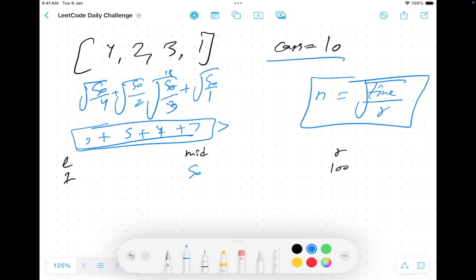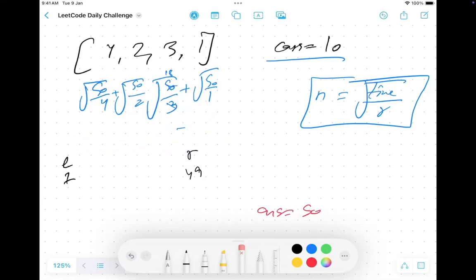I only want to repair 10 cars, but we can repair 10 cars or more than 10 cars. So 50 is sufficient. Our answer can be 50, or it is less than 50, right? So I can change my R, and I want to find the minimum value. So let's find for 49. We are moving to the left hand side.